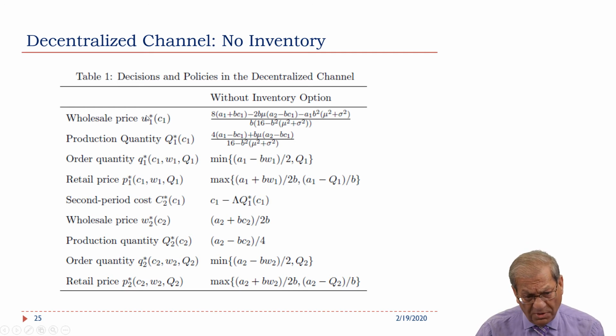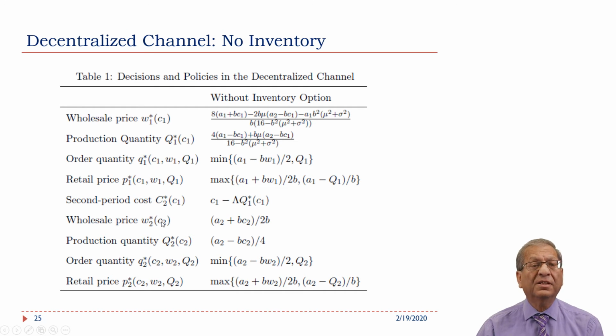Once the wholesale price and the production quantity are announced by the leader, then the follower puts those into his response function, as you can see here, and he gives you the order quantity. Similarly, he gives you the retail price. So these are his responses to W1 and Q1. And then this is the period 1 decision. And then, of course, the second period happens. The state is realized, and C2 is realized.